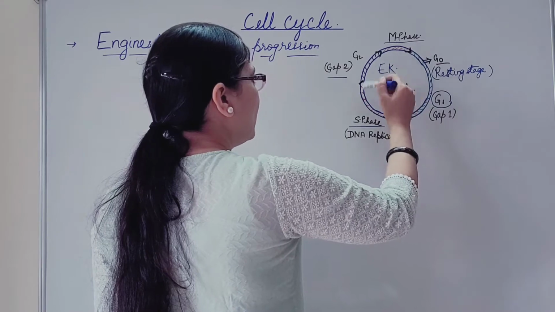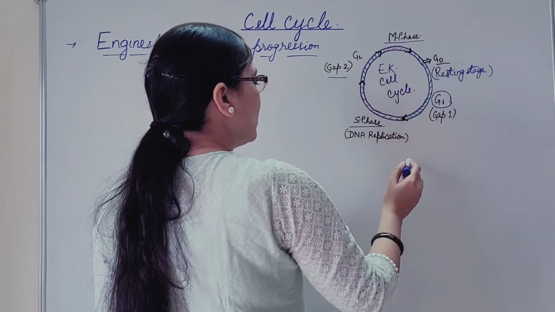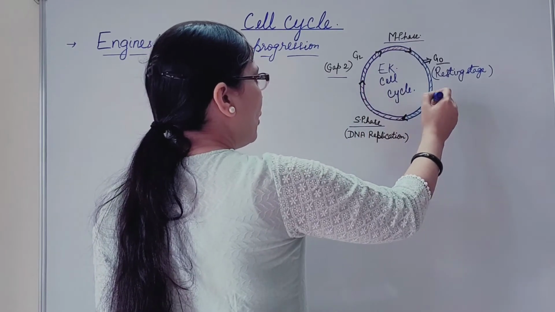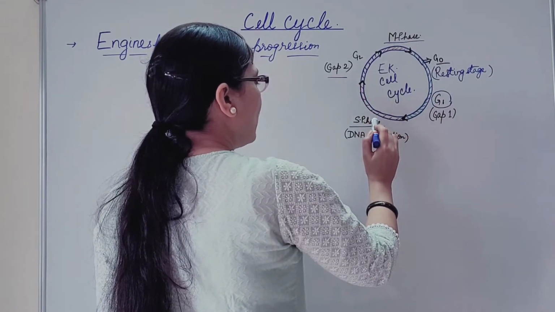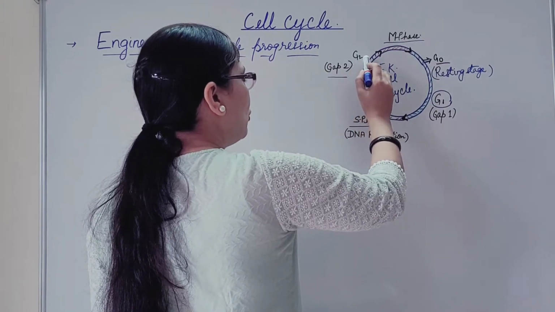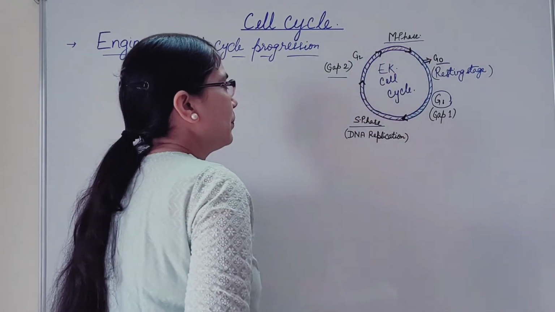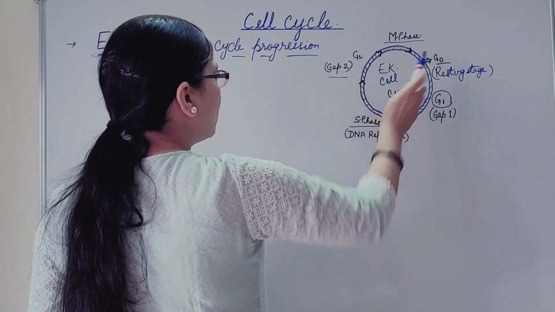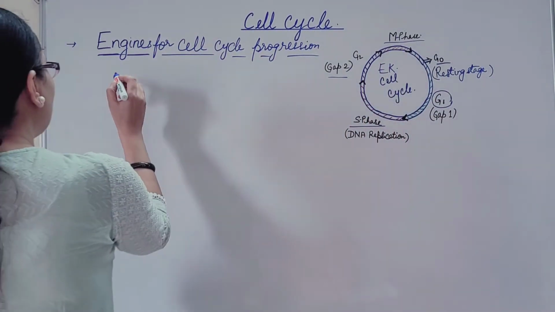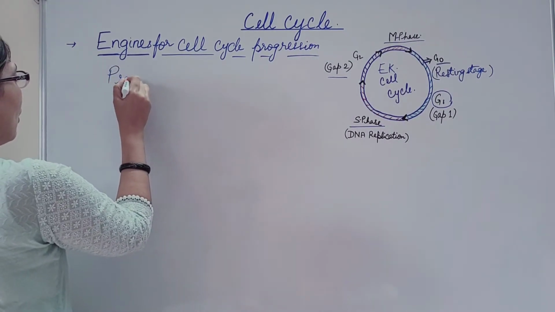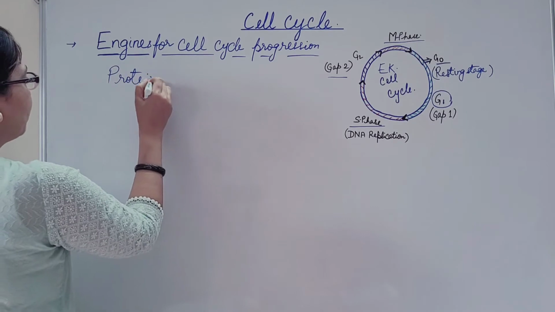We have seen that in the cell cycle there are four successive stages which progress in sequence. After G1, S phase takes place, then after the S phase G2 takes place, and then after the G2 phase the M phase takes place. There are certain engines that help in the progression of the cell cycle. This is actually a protein complex.